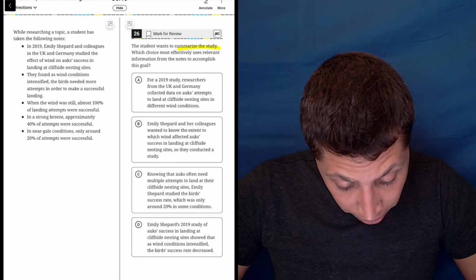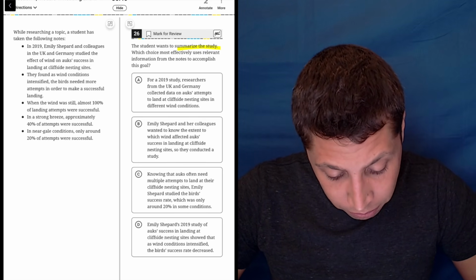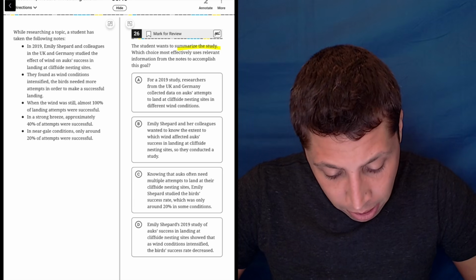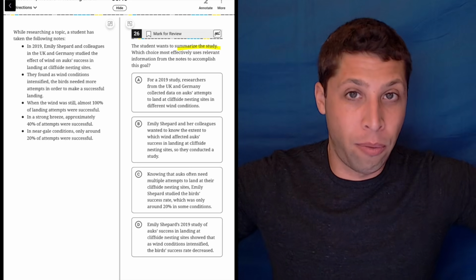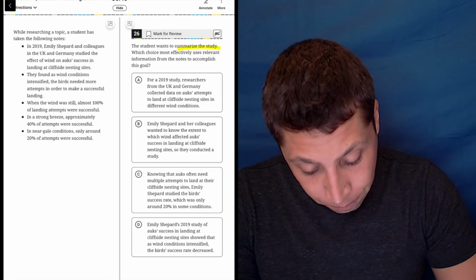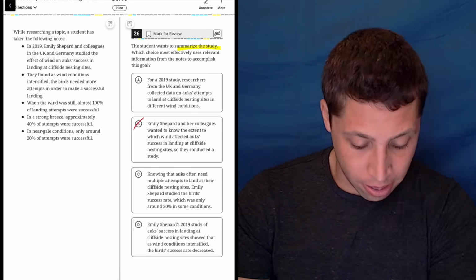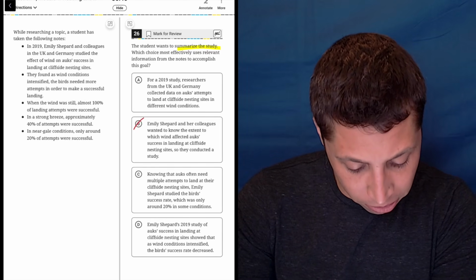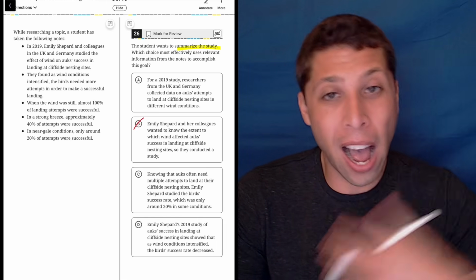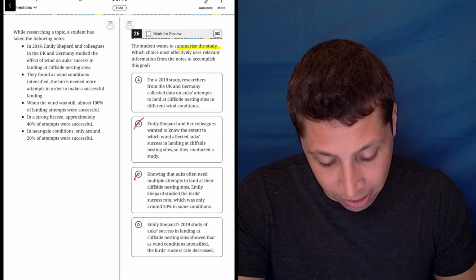B, Emily Shepard and her colleagues wanted to know the extent to which wind affected auks' success in landing. Okay. So, but that doesn't summarize the study. That summarizes like the thing that made them do the study, right? So that's not quite the same thing. Knowing that auks often need multiple attempts to land at their cliffside nesting sites, Emily Shepard studied the bird's success rate, which was, okay, but how did she study it? We need to summarize the study.